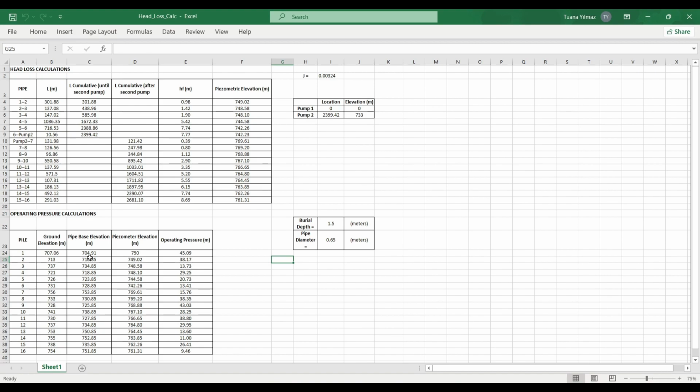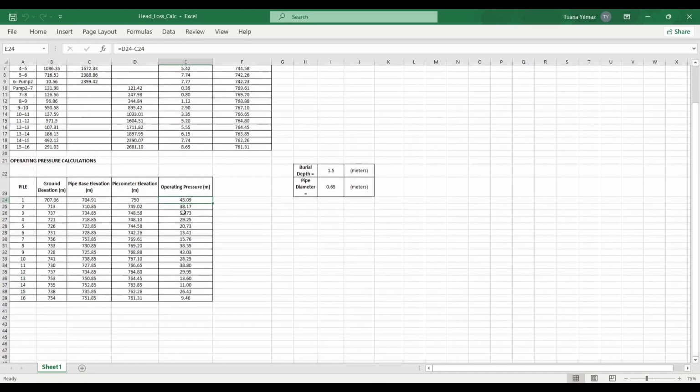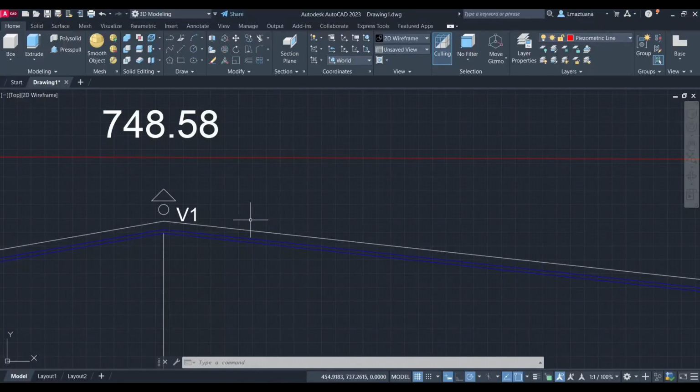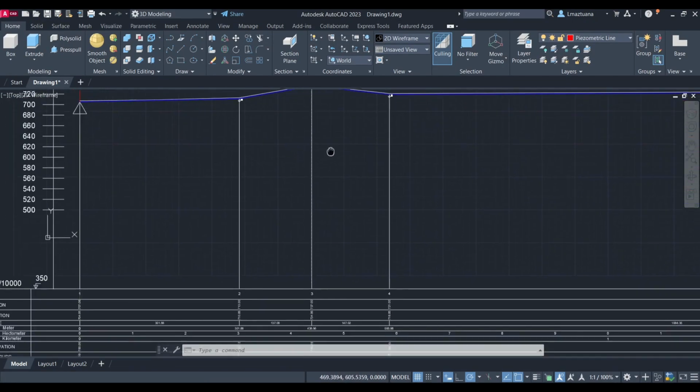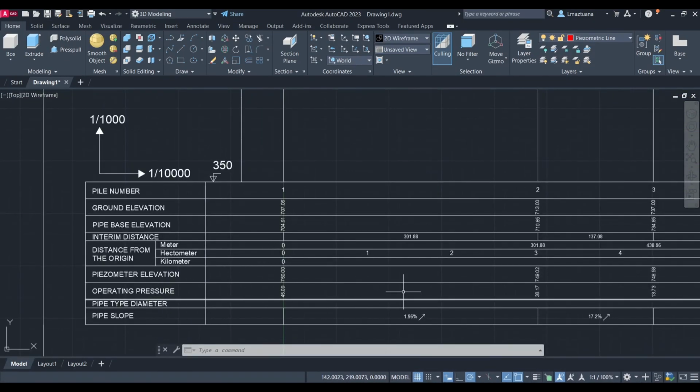We can determine the pipe base elevation according to the ground elevation minus burial depth minus the pipe diameter. So we found the piezometric elevation, and the operating pressure is the piezometric elevation minus the pipe base elevation, and we can find all operating pressure values in here.